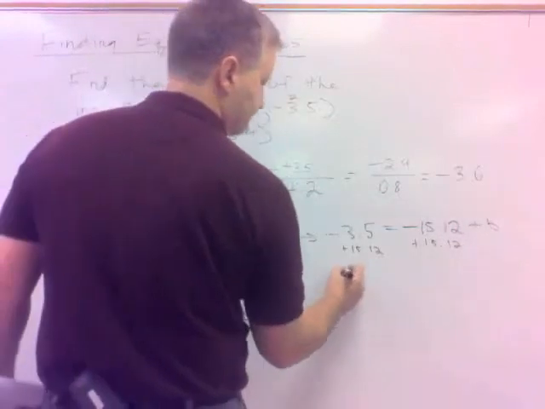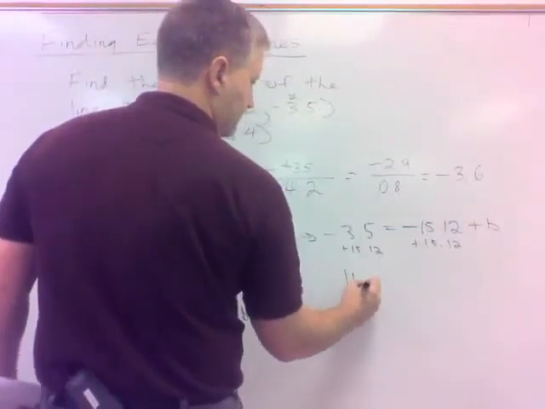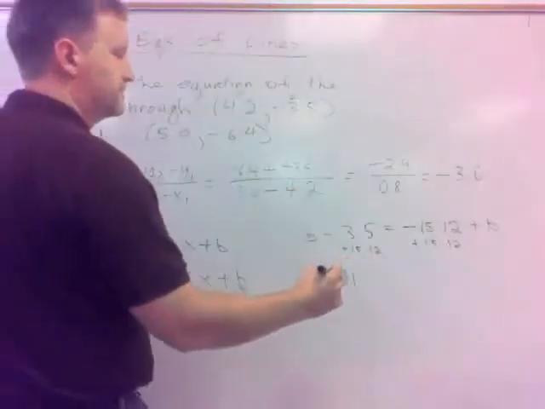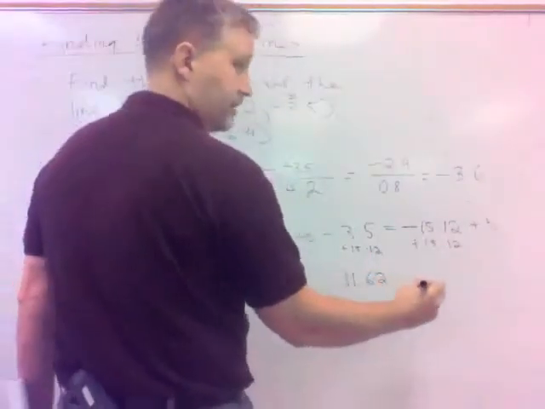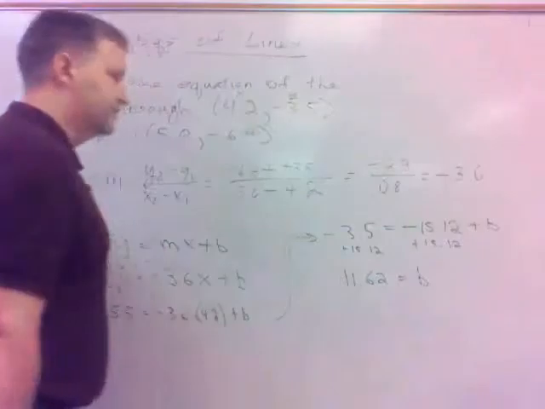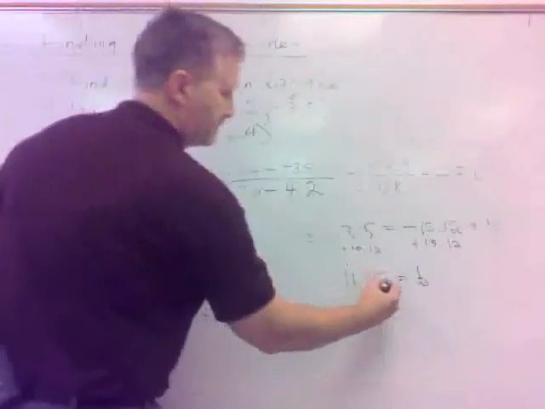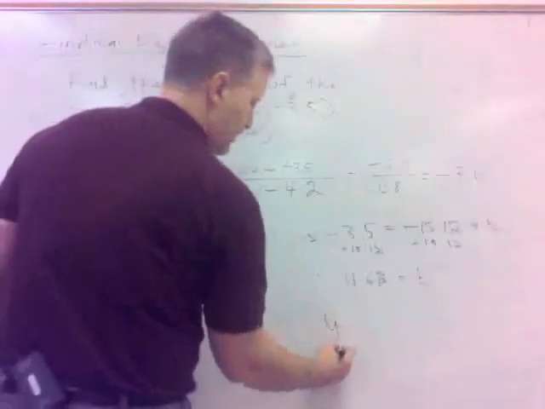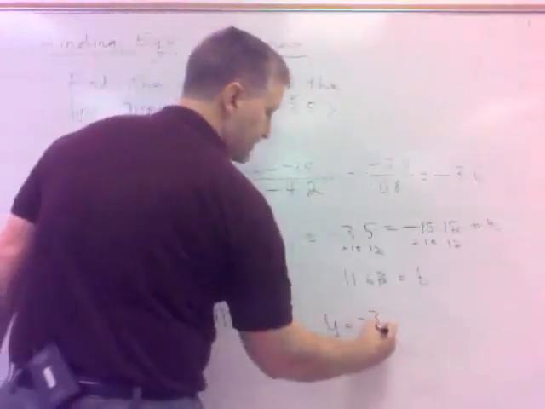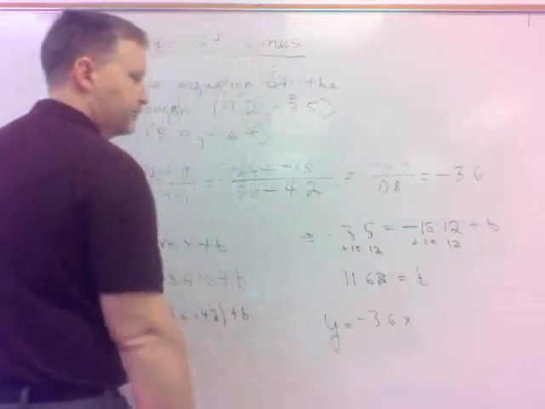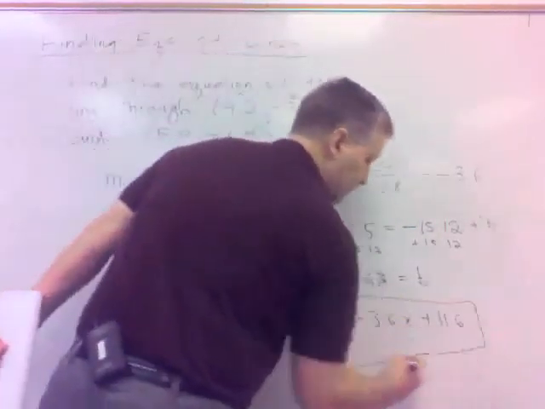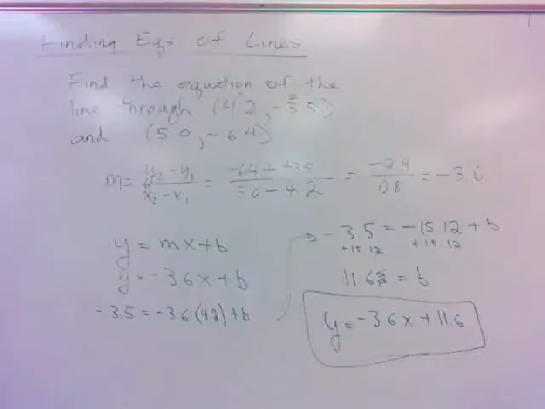Is that 11.62? Is that right? 11.62 is b. So let's just round that off to 11.6, 1 decimal place for both. Okay, so the equation would be y equals negative 3.6x, since m is negative 3.6, plus 11.6, which is my b. All right? With me on that?